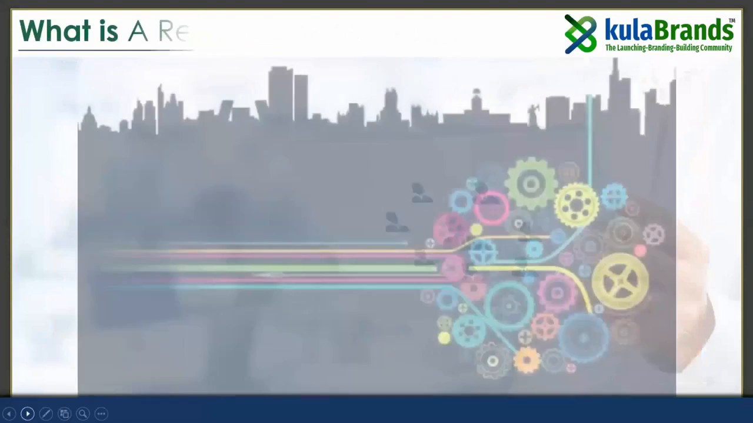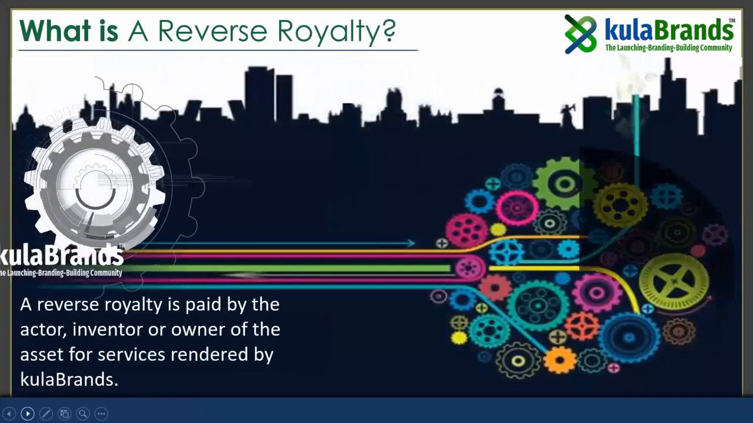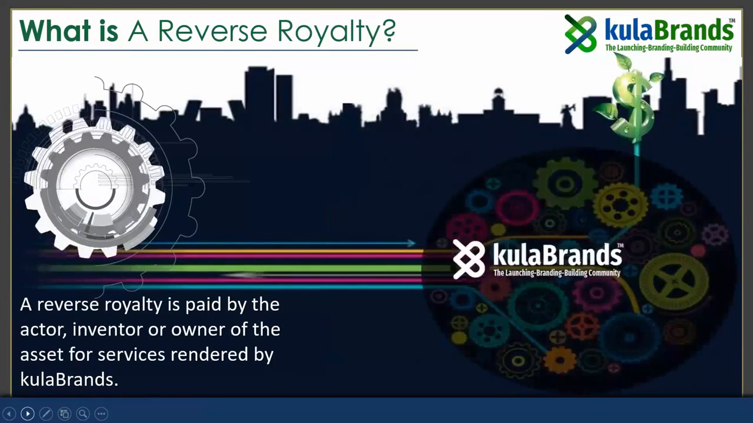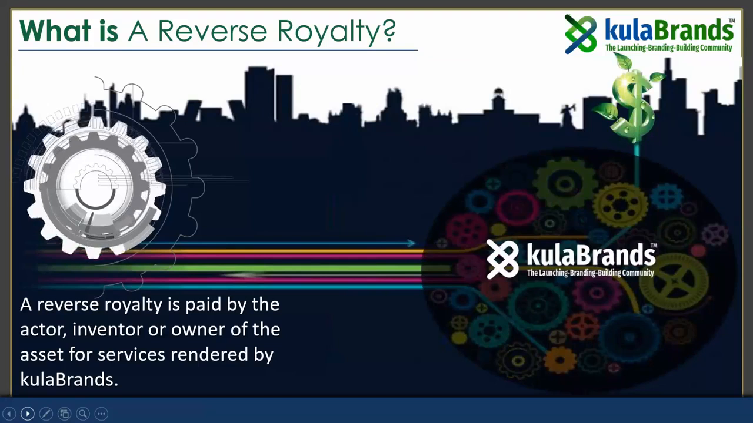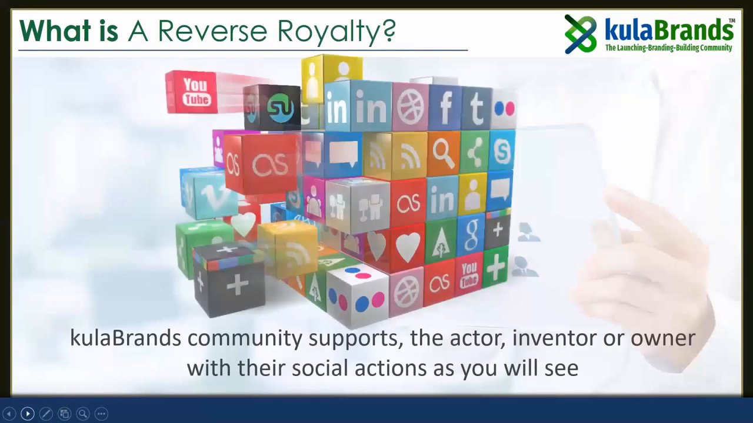What is a reverse royalty? A reverse royalty is paid by the actor, inventor, or owner of the asset for services rendered by kulaBrands. Now you may ask yourself, if they're used to getting a royalty, why would they pay a royalty? Well, because they need things in order to help their projects become successful. So kulaBrands community supports the actor and inventor and owner with their social actions, as you will see.